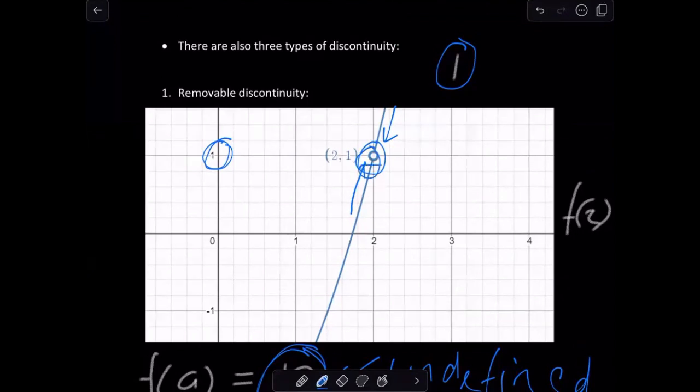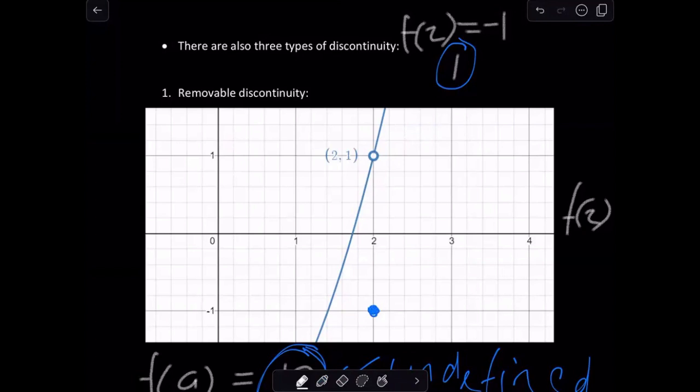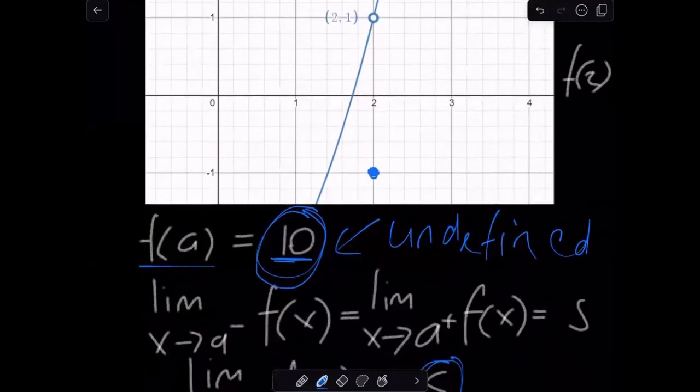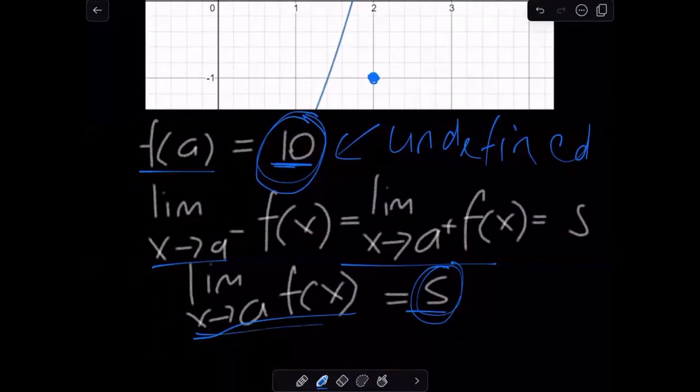It could be the case that we may be given a piecewise function, and f of 2 could be defined to be minus 1. Okay, so the function value, f of 2, may be defined to be minus 1. So that's another possible case. So the key thing to remember in removable discontinuity is that the two one-sided limits will be equal, right? So the two one-sided limits will be equal. They will be approaching the same point.